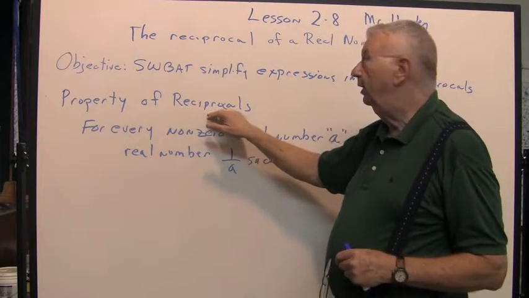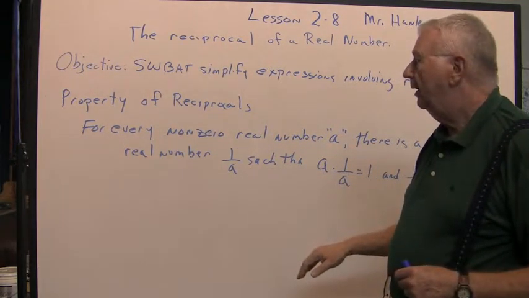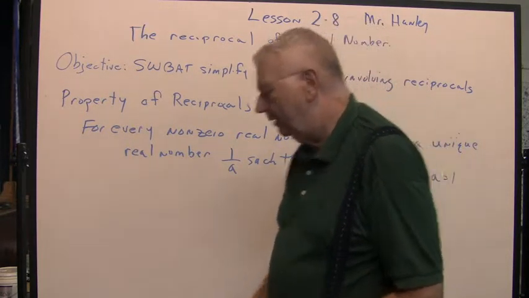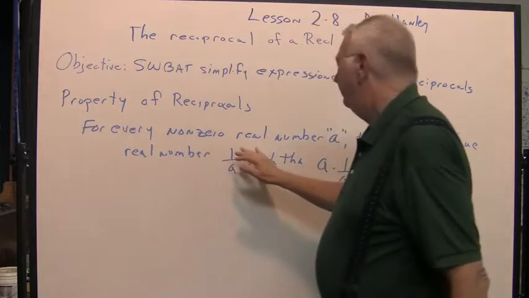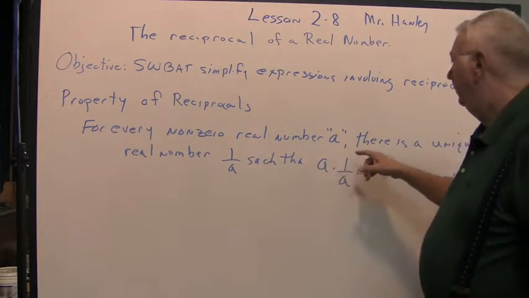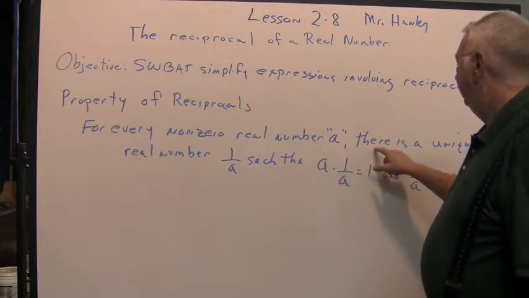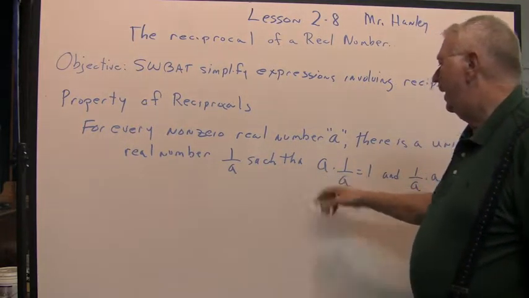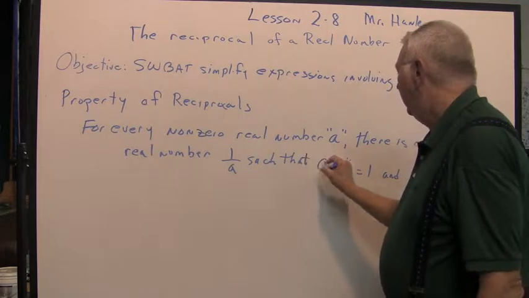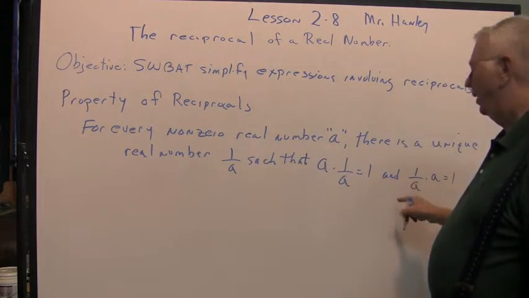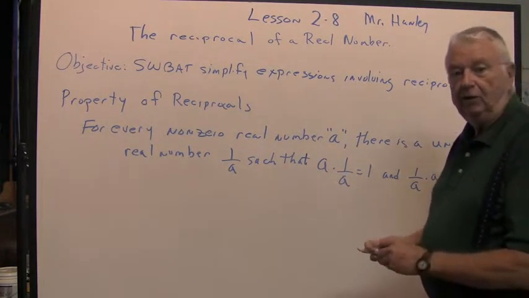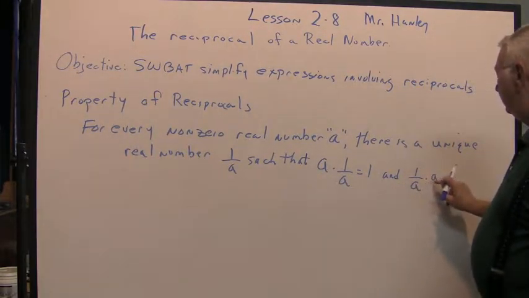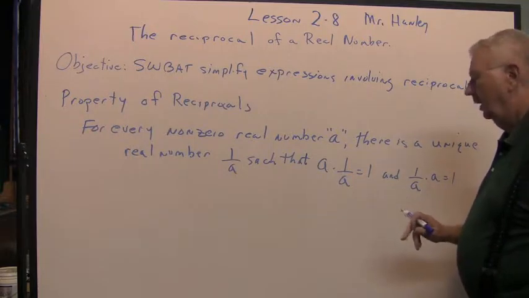The property that we're looking at is the property of reciprocals. This is saying that for every real number A, which could be any real number, there is a unique real number 1 over A, such that A times 1 over A equals 1. And if we use the commutative property, 1 over A times A is also equal to 1.